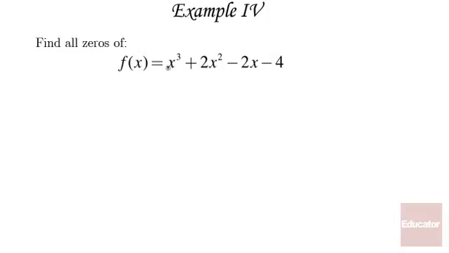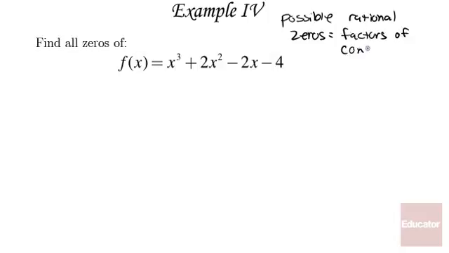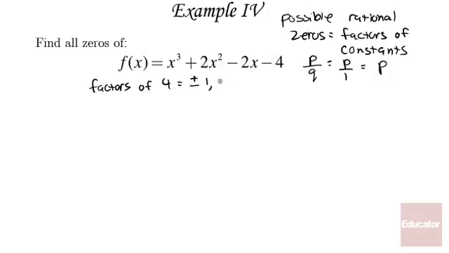And since the leading coefficient is 1, the possible rational zeros will equal factors of the constant. And that is because if I'm taking P over Q and the denominator is the factors of the leading coefficient, here the only factor is 1. So I'm just going to end up with P. So factors of 4 are plus or minus 1, plus or minus 2, and plus or minus 4.